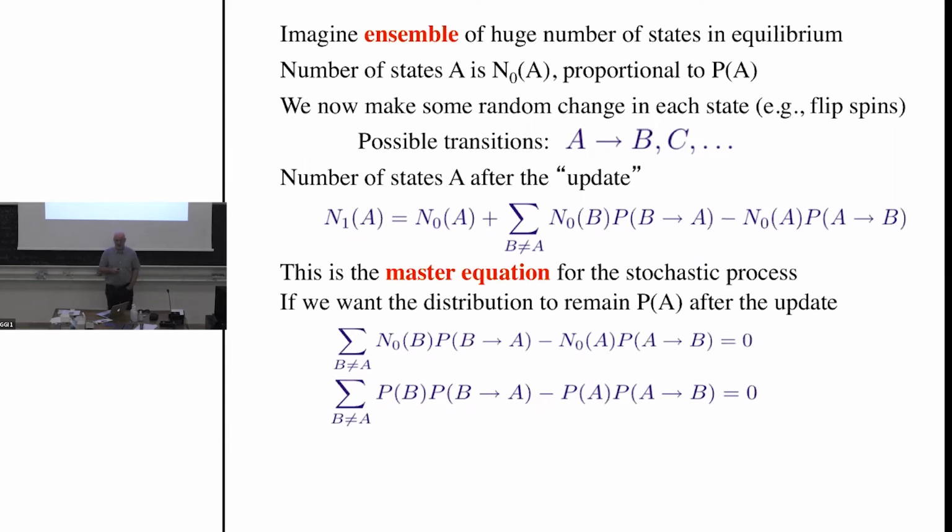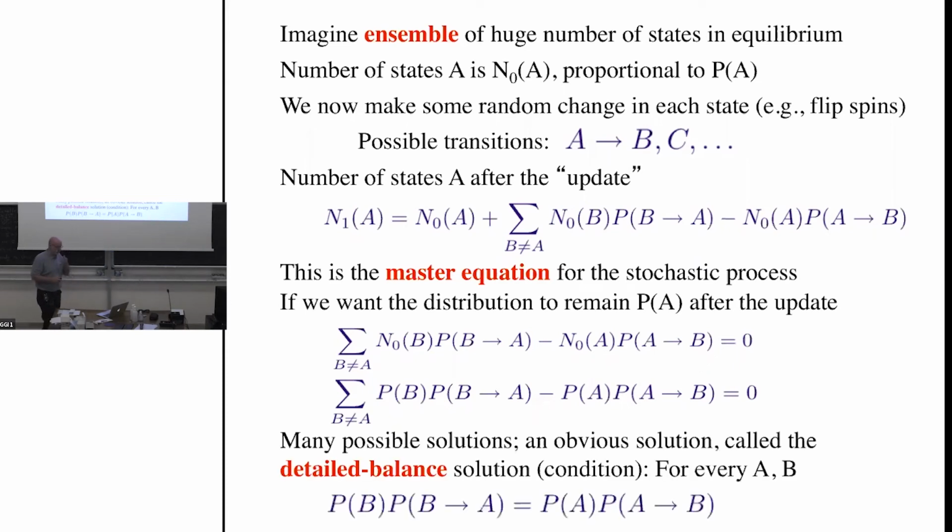Okay, well, that seems pretty complicated because this sum in principle has a huge number of terms. And in principle, that should mean that there's actually a lot of solutions to this master equation. But we don't need a general solution. We just need one solution. And we can at least, as a first step, choose the simplest solution, which is called the detailed balance solution.